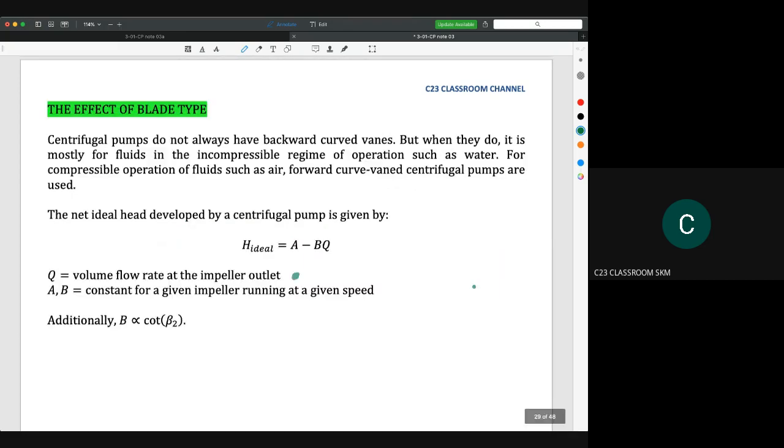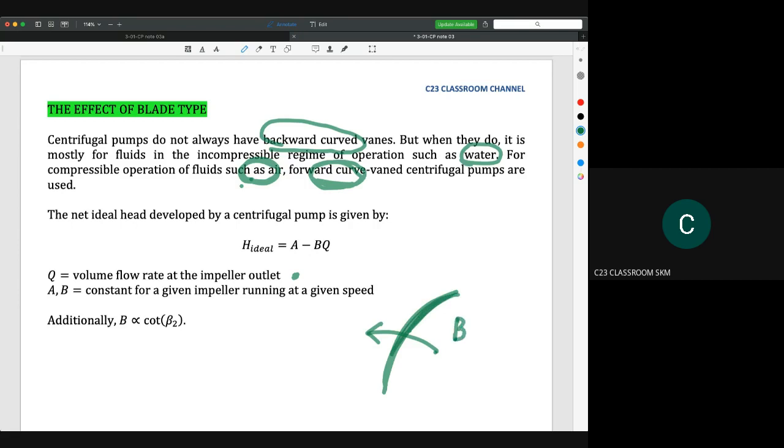The idea here is that the backward curve is normally used for water, and the forward blade is used for air. So what is the reason for this? You could say, okay, this is the blade, and this is the rotational speed. If it is shaped like this, it is a backward blade. So this is a backward blade.